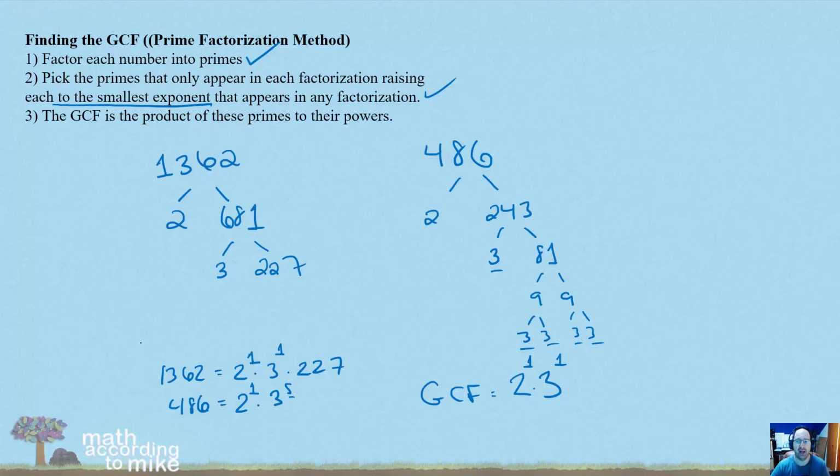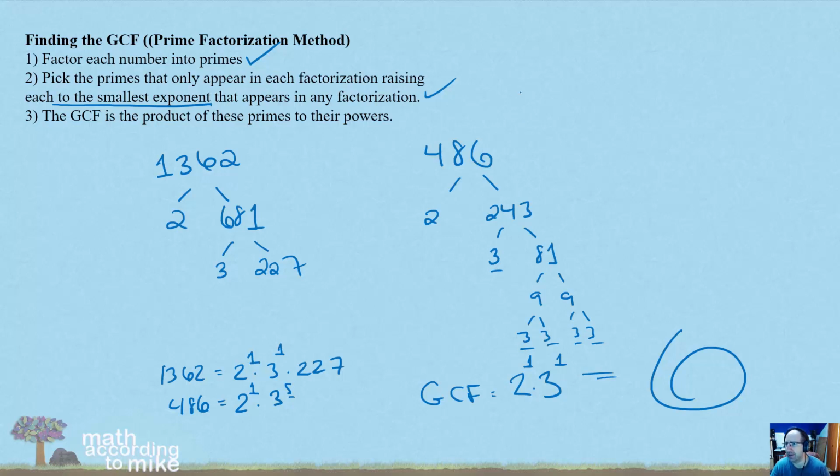So the GCF is the product of these primes to their smallest power. Well, 2 to the first times 3 to the first is 6. So the largest number that divides into both 1,362 and 486 is 6. It's been a day. Okay.